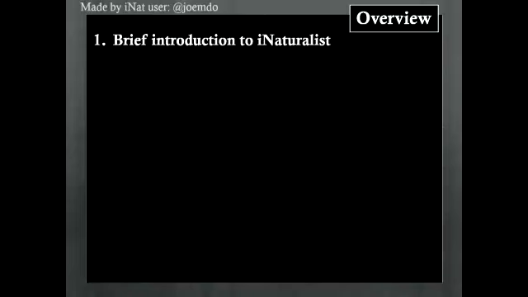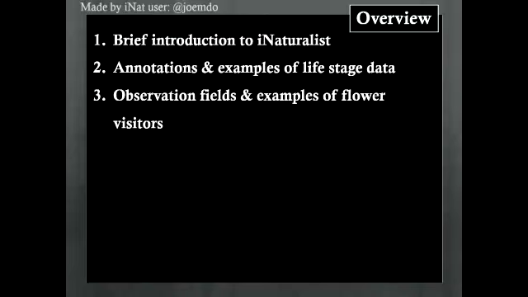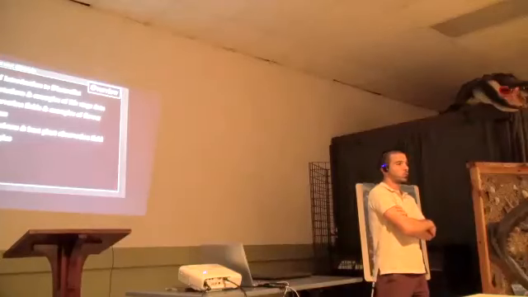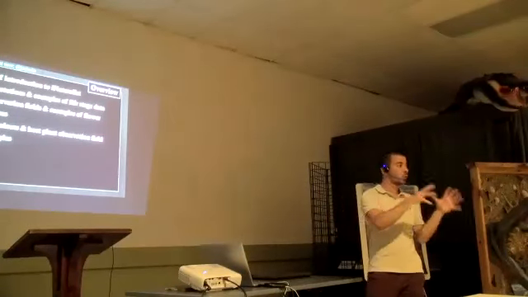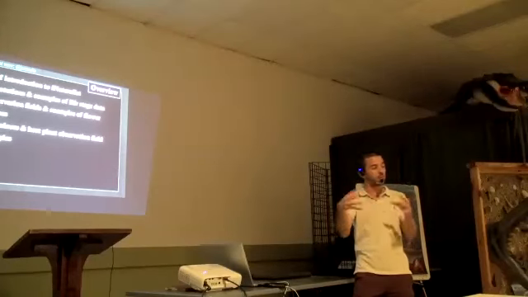I'm going to have that brief intro to iNat. I'm going to talk about annotations on iNaturalist, and I'm going to focus specifically on the life stage for LEPs. I'm going to talk about observation fields, and I'm going to provide some examples of how those would work for documenting flower visitation, whether it's in your yard or somewhere else. I'm also going to talk about leaf miners, right? Just real quick, how many of you are familiar with what a leaf miner is? Okay, so I only see one hand. So I'll talk about them, and then I'm also going to talk about an observation field for host plants, so that you can tie in. Let's say you find a leaf miner on a specific type of plant, you make that connection.